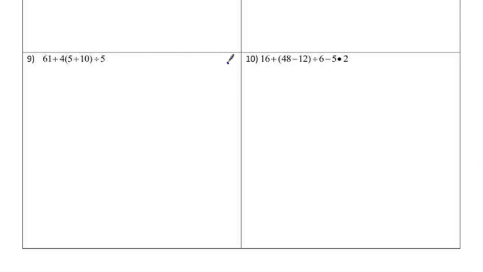Okay, so if we look at number 9, we have a grouping, so 5 plus 10 is going to come first. 5 plus 10 is 15. I'm going to leave it in parentheses so I don't make a mistake. Divide by 5 in the back. The 4 squished plus 61.